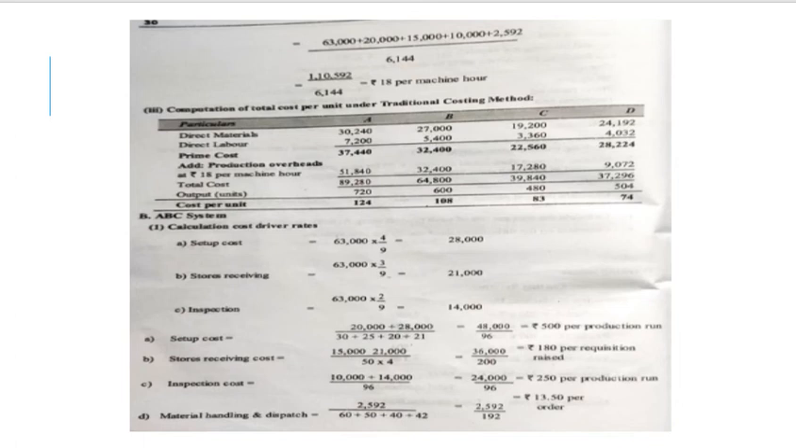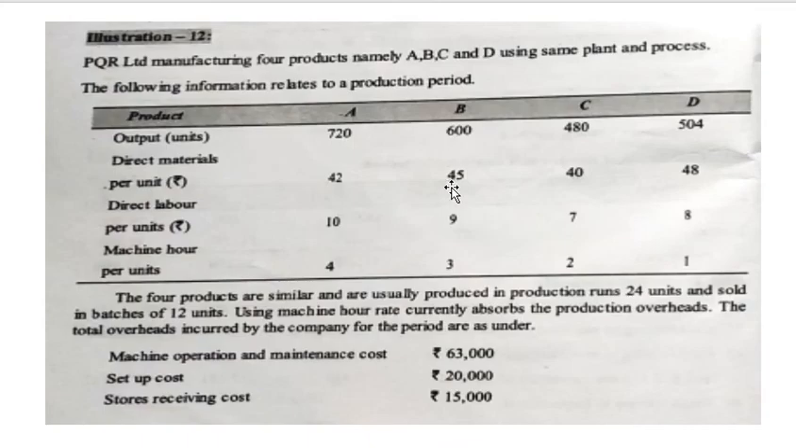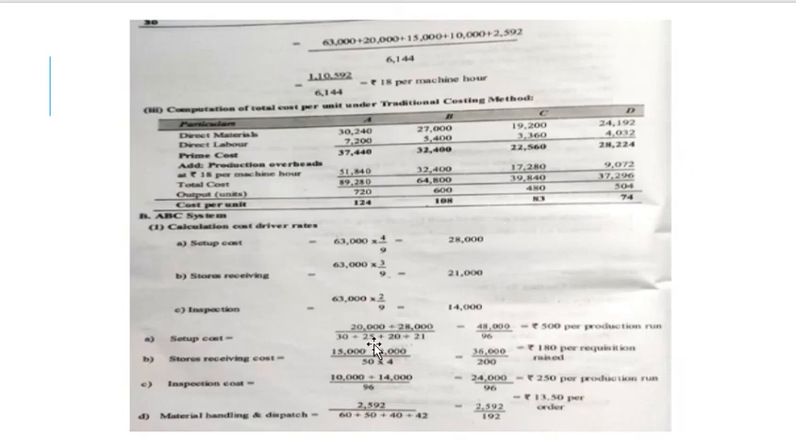Next for B. B has a total of 600 units, and as I've discussed, for one production run 24 units are manufactured. For 600 units to be manufactured, how many production runs are required? 600 divided by 24 will give you 25 production runs. So it takes 25 runs to produce 600 units. So we account plus 25 for B as the production runs.